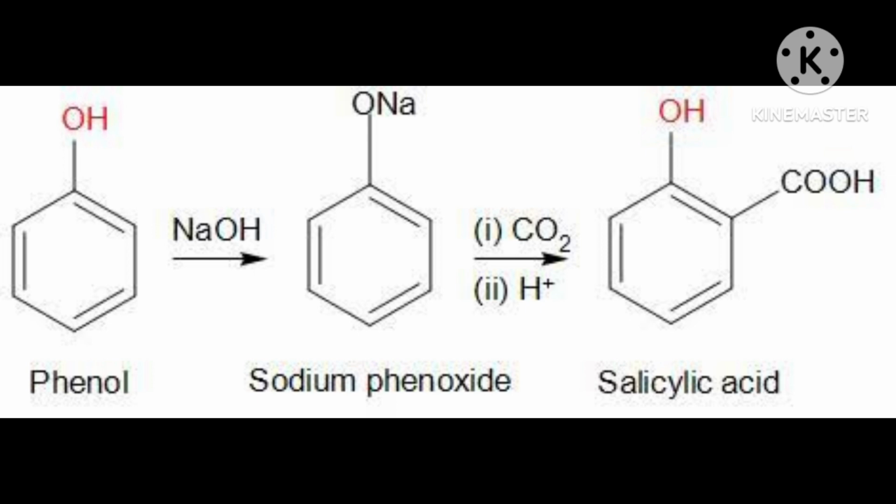Now the next reaction I am telling you: Reimer-Tiemann reaction. On treating phenol with chloroform in the presence of sodium hydroxide, a CHO group is introduced at ortho position of the benzene ring. This reaction is known as Reimer-Tiemann reaction, spelled R-E-I-M-E-R, T-I-E-M-A-N-N. The intermediate substituted benzyl chloride is hydrolyzed in the presence of alkali to produce salicylaldehyde. In this reaction also salicylaldehyde is produced.